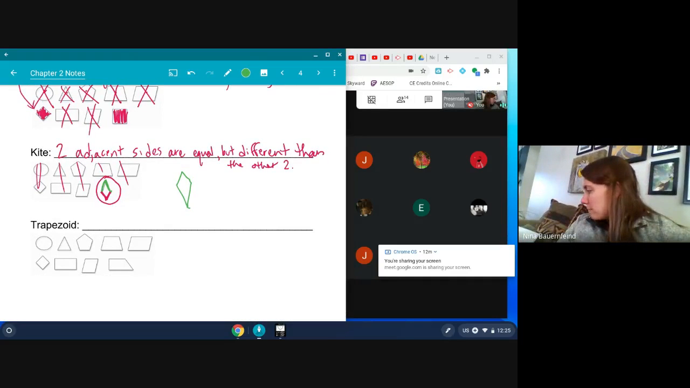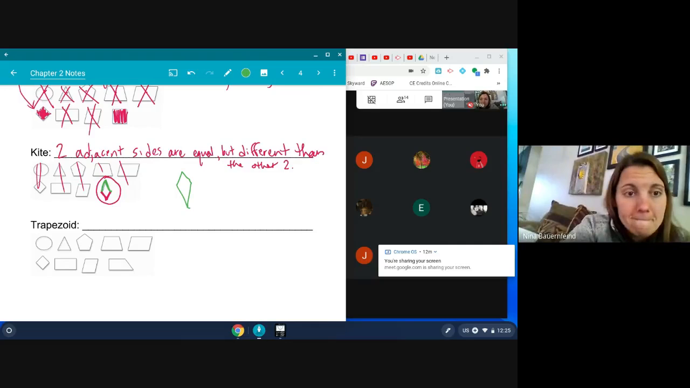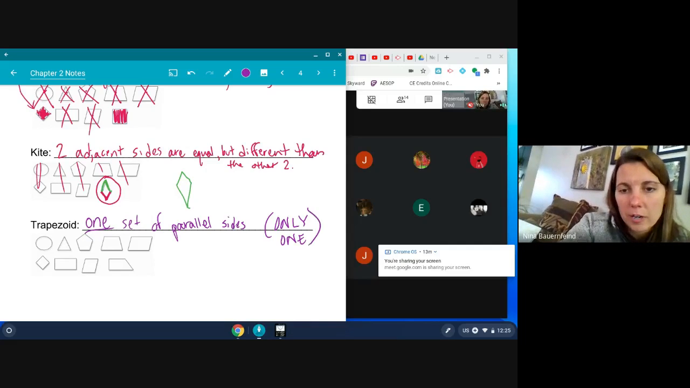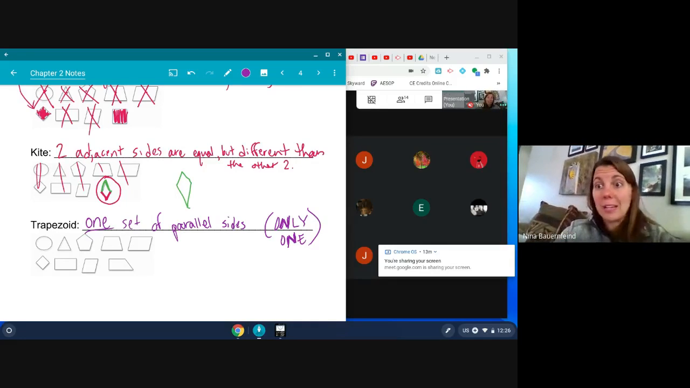Okay. Trapezoid. One set of parallel sides. Only one. Sorry, writing on this thing is kind of difficult. Only one. So that means if it has two, nope, it can only have one set. So parallel sides mean they will never touch.